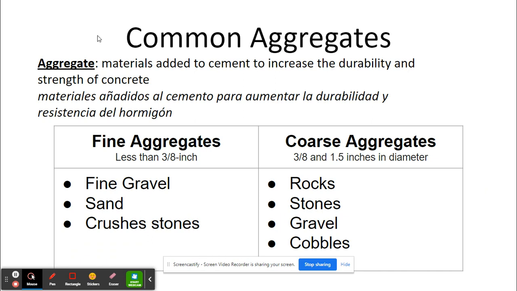So what exactly is an aggregate? It is a material that is added to cement to increase the durability and the strength of the concrete. Here you can see that I divided them between your fine and your coarse aggregates. These are just some examples that could be fine aggregates. You have some fine gravel, sand, and crushed stones, and these are going to be less than 3/8 of an inch. And then you have your coarse aggregates. Those are going to be your bigger rock, stones, gravel, and cobbles. Those are going to be somewhere between 3/8 and 1.5 inches. And so those can be a lot bigger in terms of the aggregates.